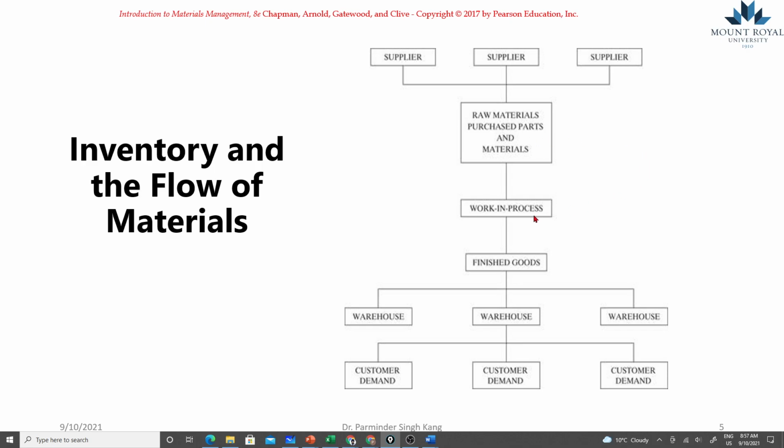Then we have work in progress. So these inventories are still in some processing, which means items are already entered into the production system but are not finished yet, right? So when you are assembling a vehicle on a production line, that's work in progress, right? And then we have the finished goods.